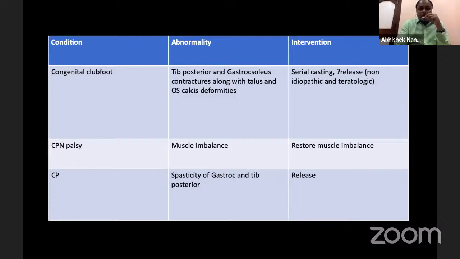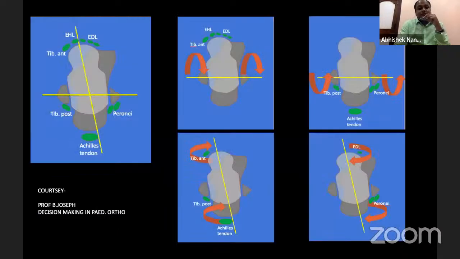If it is a congenital clubfoot, there is tibialis posterior and gastrosoleus contraction along with talus and calcaneus deformity. So it is Ponseti and some releases. If it is a CP palsy, we have to restore the muscle balance. If it is a CP, it will be associated with spastic gastroc and tibialis posterior, so release is required.